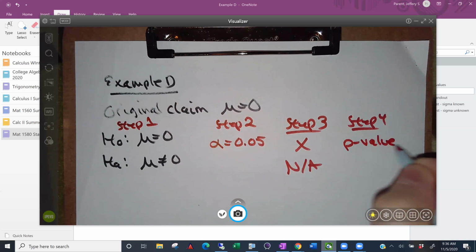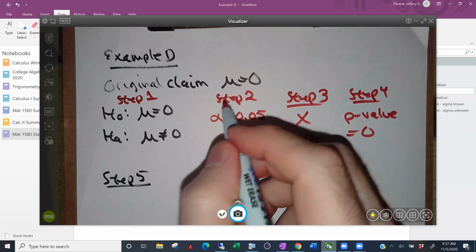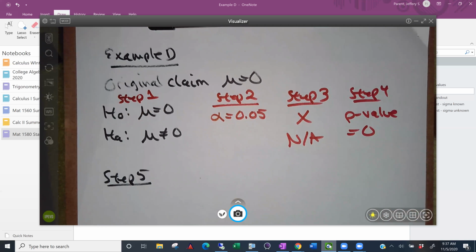P-value equals 0. So that brings us to step 5. Step 5, we have to decide what we think about the null or alternative hypothesis. Which one is going to end up being our conclusion?